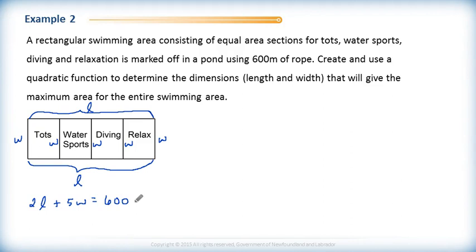We can rearrange that one to get L by itself. 2L equals negative 5W plus 600. Divide by 2. And we have L is equal to negative 2.5W plus 300.